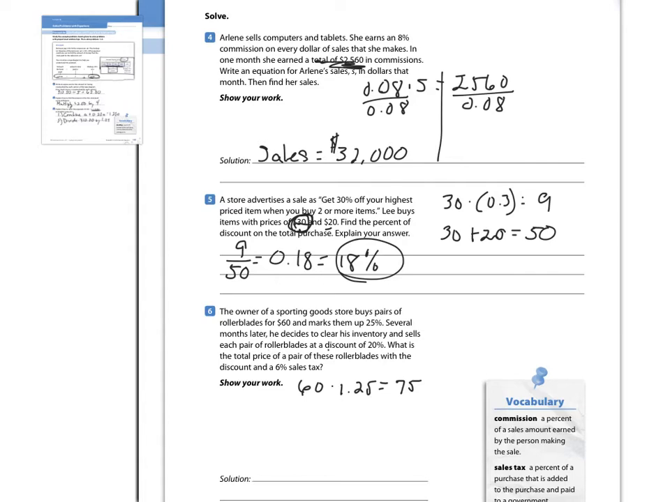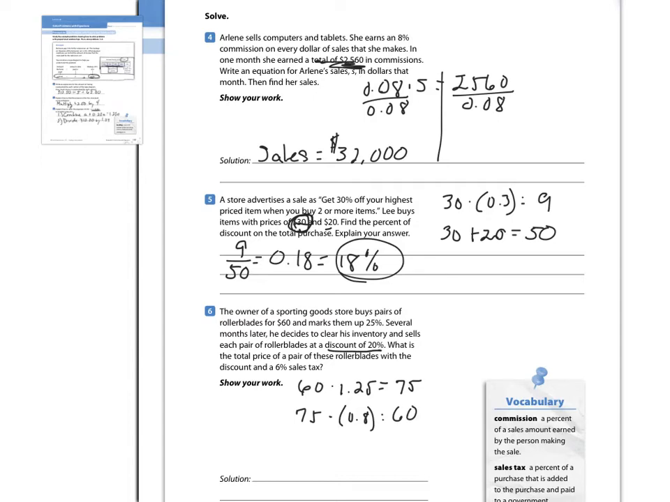He then discounts them 20%. So I'm going to take the selling price of $75 and give them a discount of 20%, which means I'm paying 80% of the price. And $75 times the 80%, which represents a 20% discount, comes out to equal $60.